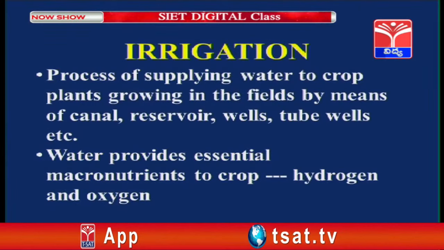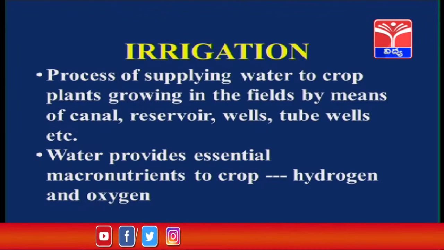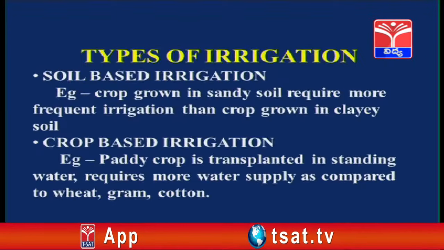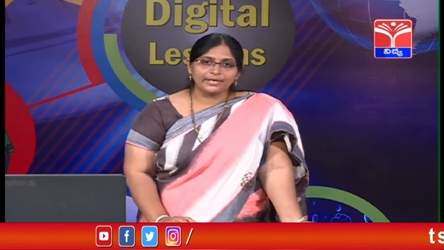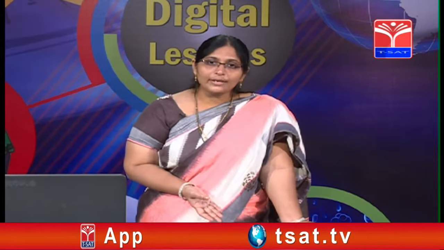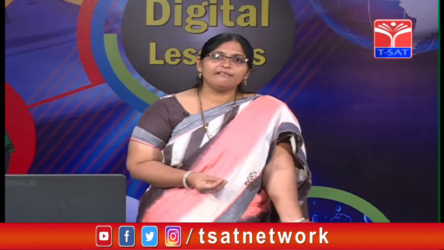Let us see here. Process of supplying water to crop plants growing in the fields by means of canals, reservoirs, wells, tube wells, etc. Water provides essential macronutrients of crop such as hydrogen and oxygen. And here irrigation is of two types depending upon which type of crop is grown and which type of soil it is. If sandy soils are there, more water has to be poured depending upon the soil, and also depending upon the crop. Some crops require more water, whereas some crops require less water. For example, paddy requires more water, whereas some other crops will be requiring less water.